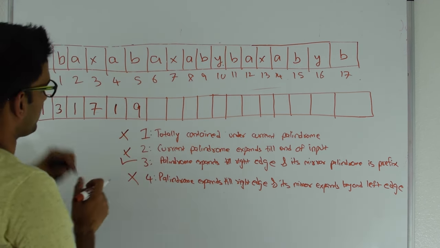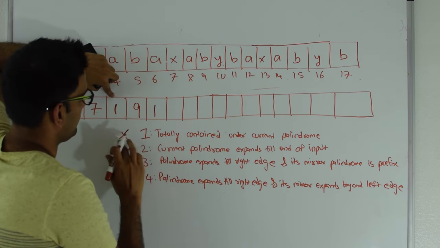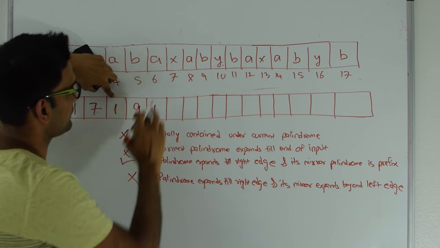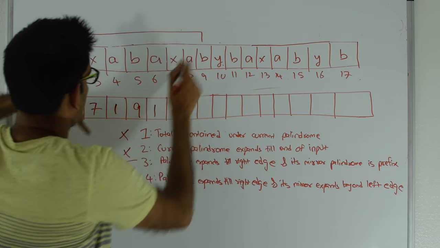So then we have to pick the next center. Again, we start working backwards from 9. So 1 copies here. This is a case 1. There is no way this guy is totally contained under the current palindrome going from B to B.